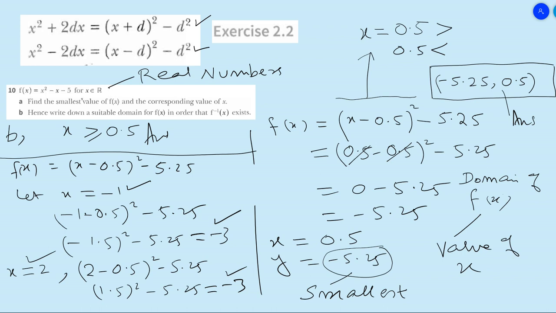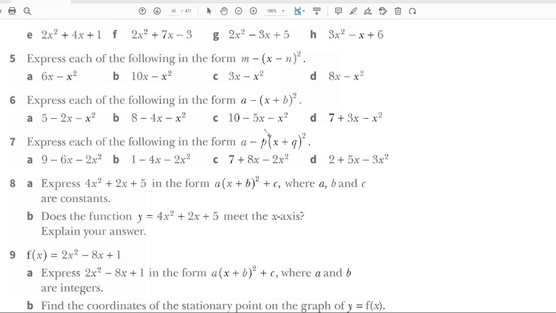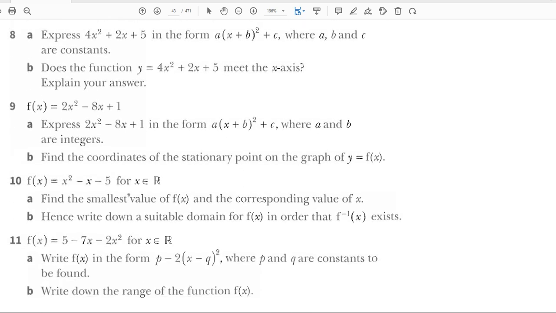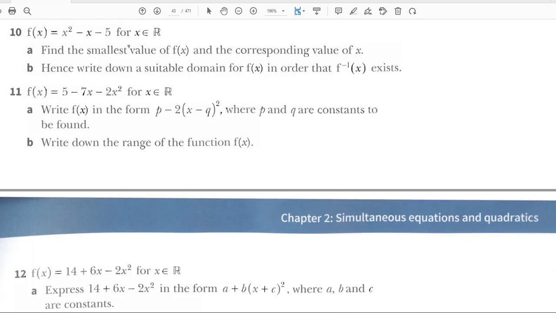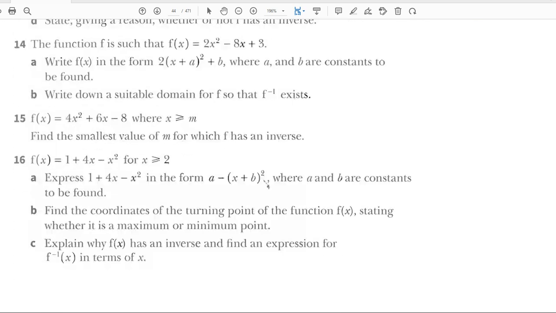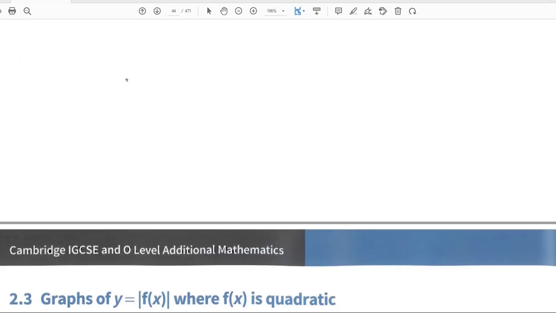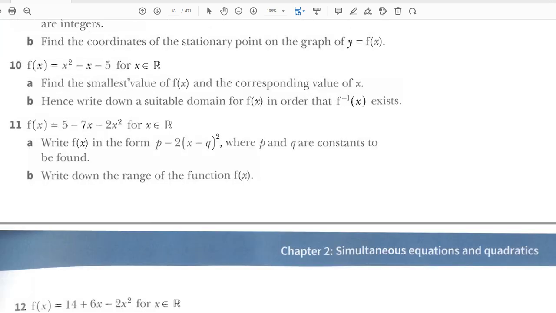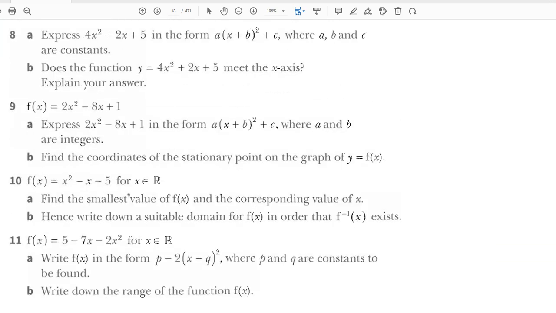Okay, students, this is our today's class where we did three questions. Question number 8, question number 9, question number 10. But some more questions are left in this exercise, from question number 11 to question number 16. We will try to finish this exercise as soon as possible.